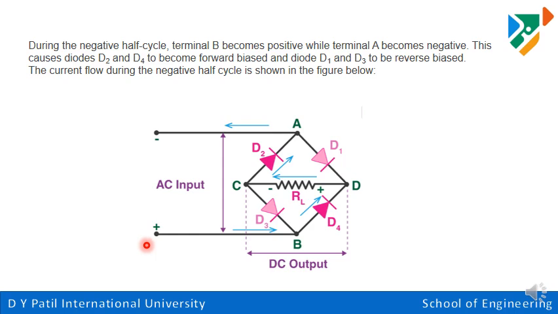And now how is the path completed? From this positive D4, D point, through the load, C point, then D2, then A point, and then return back. So because of this, across the load we will get the output voltage in the negative cycle also. And how many diodes are conducting? Two diodes are conducting, that is nothing but D2 and D4.